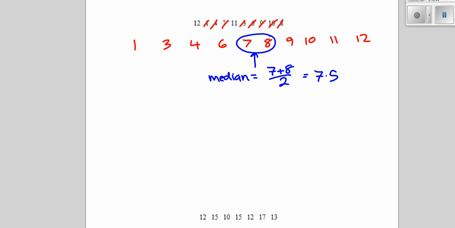Yeah, what if it's no mode? You just say no mode. And then we've got to divide, and so I've got to make sure I divide it by the right number. So I've got 10. Okay.